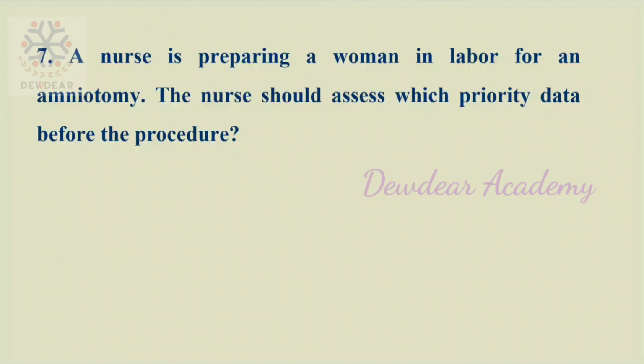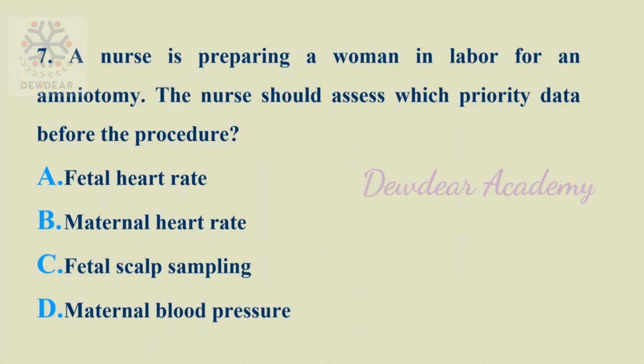Next question. A nurse is preparing a woman in labor for an amniotomy. The nurse should assess which priority data before the procedure. Options: fetal heart rate, maternal heart rate, fetal scalp sampling, maternal blood pressure. The correct answer is fetal heart rate.